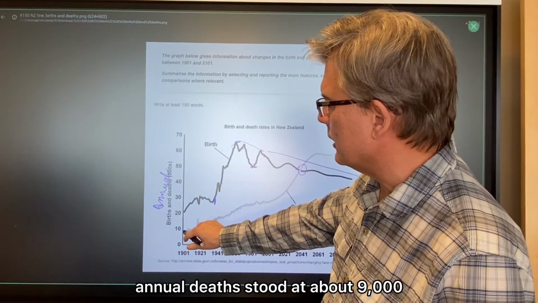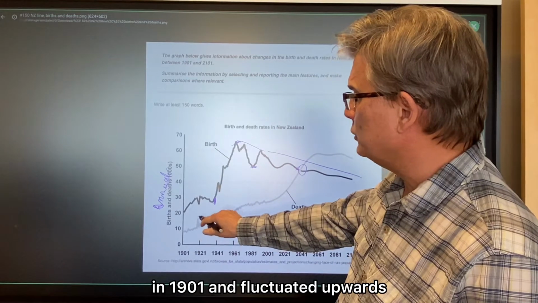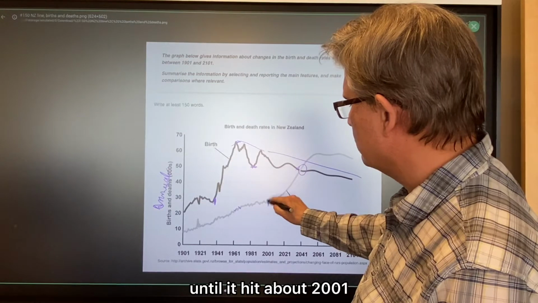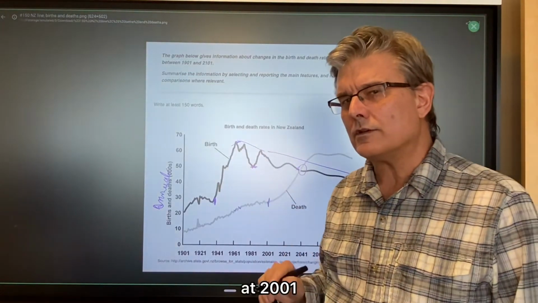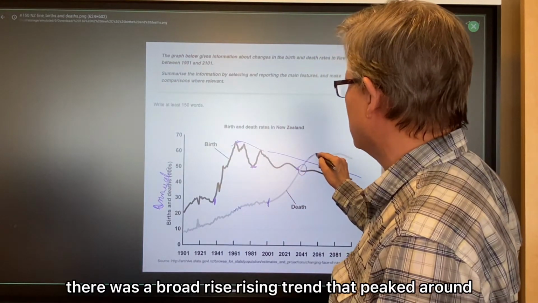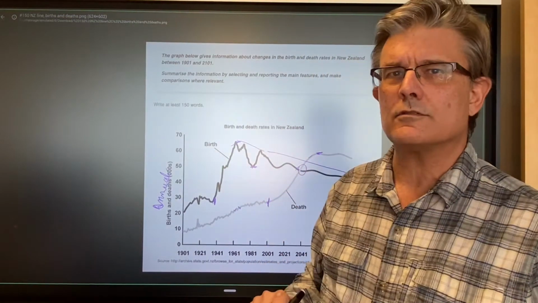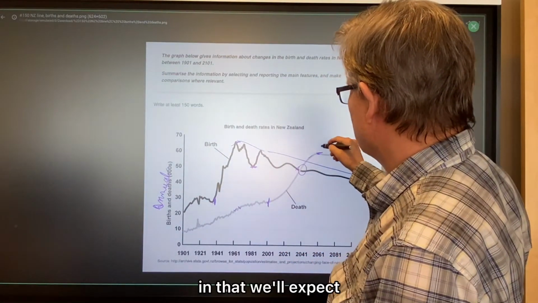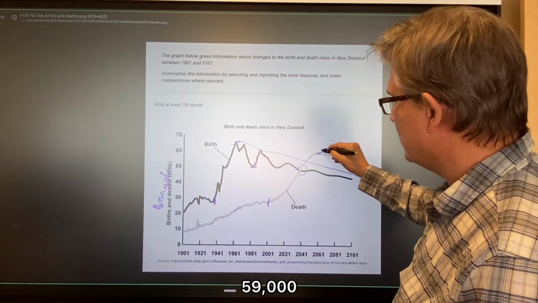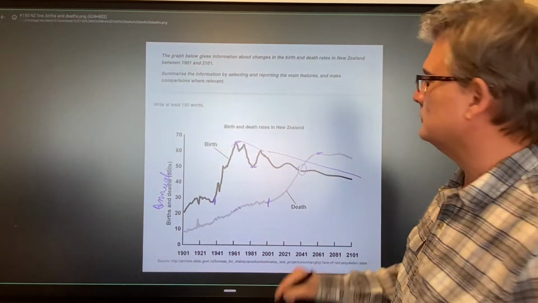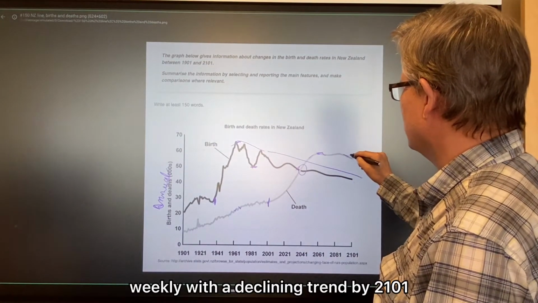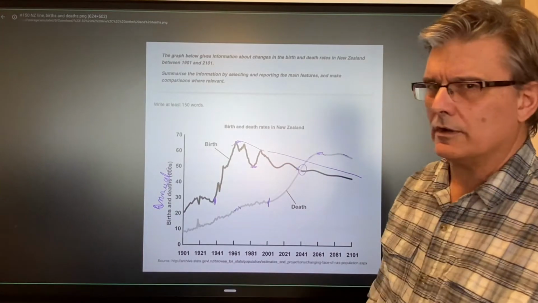So now to talk about the deaths. Annual deaths stood at about 9,000 in 1901 and fluctuated upwards until about 2001. At 2001, there was a broad rising trend that is expected to peak at around 59,000 in 2061, after which time it will fluctuate weakly with a declining trend by 2101.